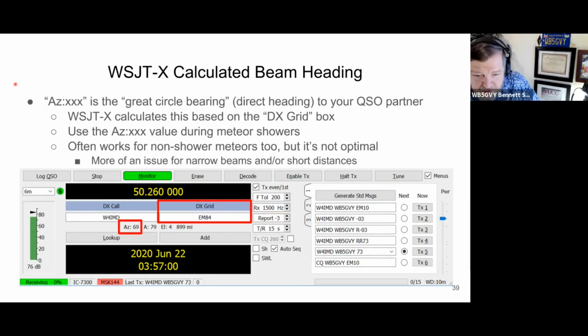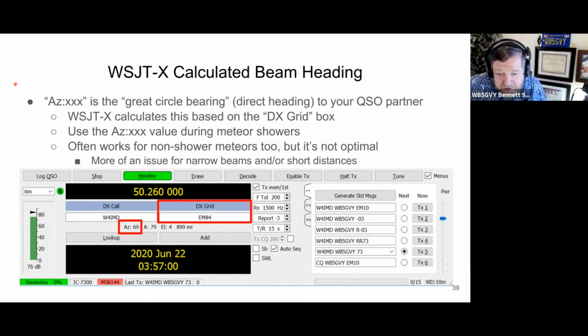In the two boxes here is something about the calculated beam heading. And if you've ever used FT8, you'll be familiar with the azimuth AZ setting. If you enter the grid in the DX grid box, and this will auto-populate when you double-click on somebody that's transmitting their grid, but you can also manually enter the DX grid, the program will calculate the azimuth for the heading for you. And this is considered to be the best heading to use when you're in the meteor shower.